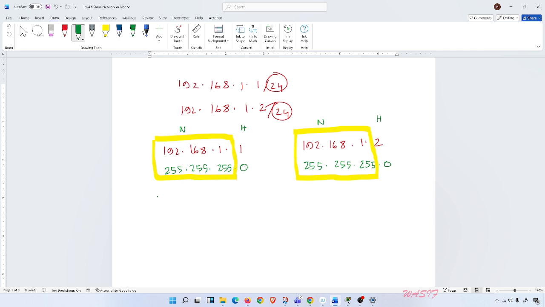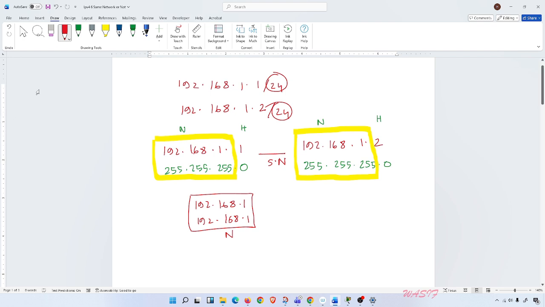Now write down the network portion here, 192.168.1. Write down the network portion of this one as well, 192.168.1. So if you look at here, the network portion is the same. That means they both are in the same network. Is that clear?